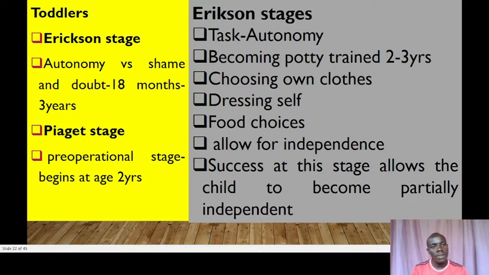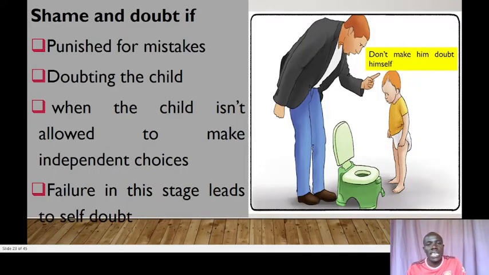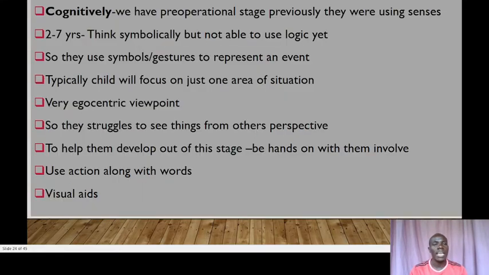Remember, if children are successful at this second stage of Erikson, it will allow the child to become partially independent. However, they could stagnate in shame and doubt if they are punished for mistakes, if you doubt them, and when the child isn't allowed to make independent choices. So please don't make them doubt themselves. Failure at this stage will lead to self-doubt, and they'll stagnate in shame and doubt and fail to move to the next stage.